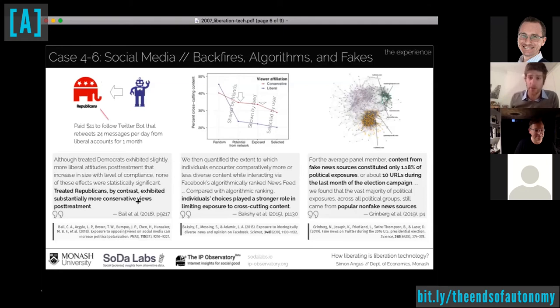And they find that surprisingly, although Democrats didn't have a huge impact by seeing Republican posts, the Republicans, when they were exposed to Democrat or Liberal posts, were, by contrast, as I say, exhibiting substantially more conservative views post-treatment. So there's a backfire effect. They became kind of more hardened into their conservative stance by being exposed to slightly more liberal information.